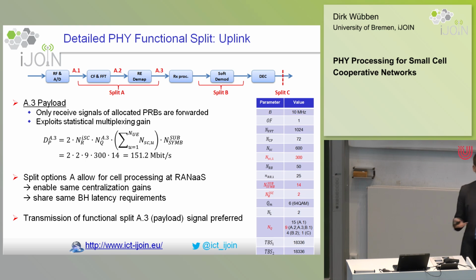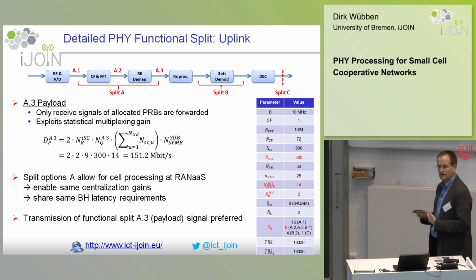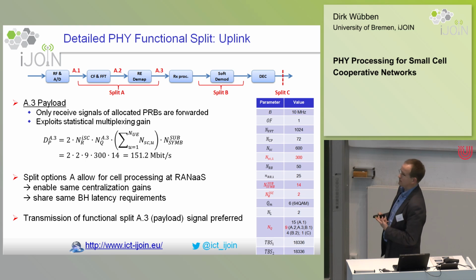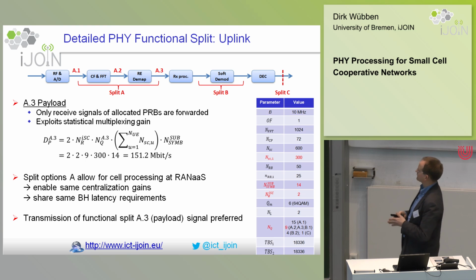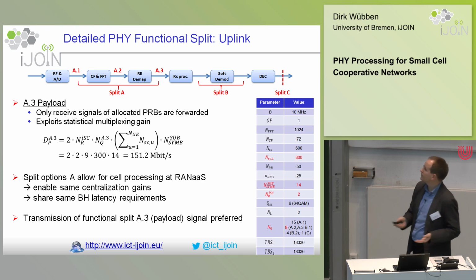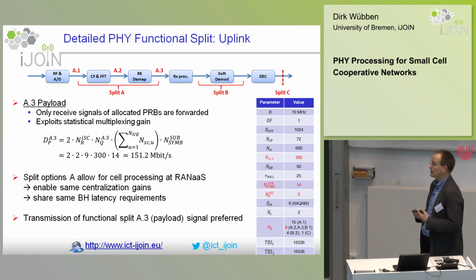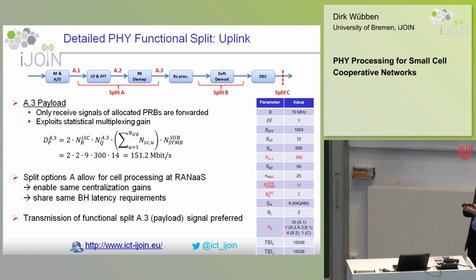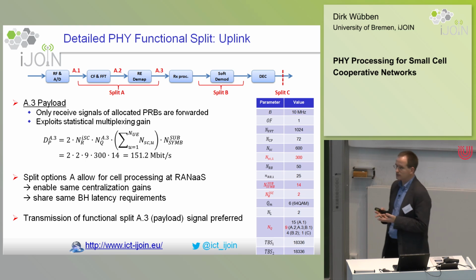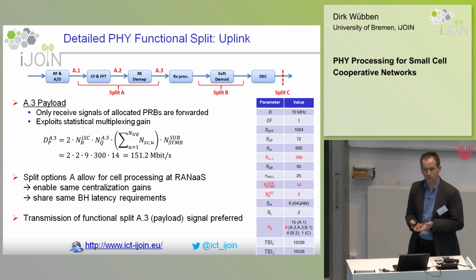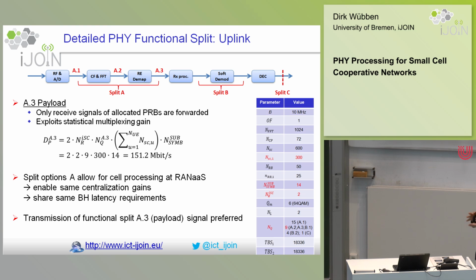Of course, this is just a numerical example, and when you play with the different parameters, you will achieve different results. Now, all these functional split options A, the time domain, the frequency domain, as well as this payload forwarding, allow the same kind of centralized processing in the RUNNERs, which means they all allow the same kind of centralization gains, which is of course nice. And they share at least roughly the same backhaul latency requirements. At least roughly, we will come to this later once again.